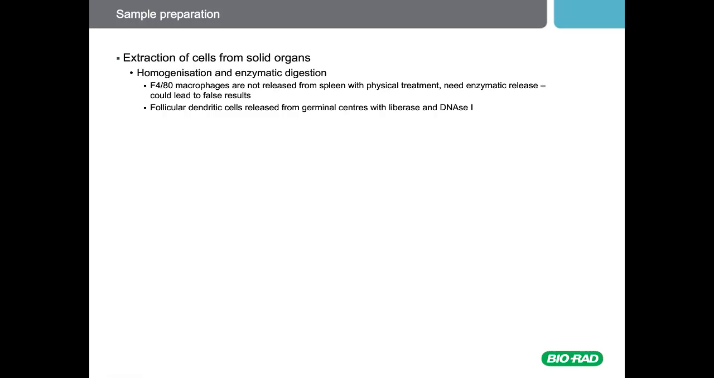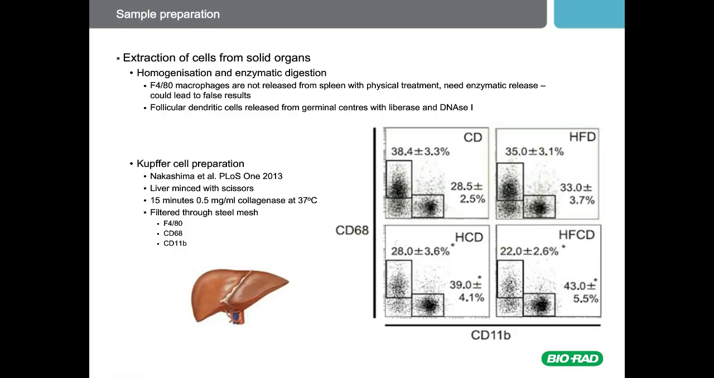An example of how mechanical action and enzyme digestion can be used is seen in the following FACS plots. Nakashima et al. were interested in Kupffer cells in murine models of cholesterol disease. They minced the liver with scissors, followed by incubation with 0.5 mg per ml of collagenase at 37 degrees for 15 minutes. The resulting cell suspension was then filtered through a steel mesh prior to staining with F4/80, CD68 and CD11b, and this identified different populations of Kupffer cells. The plots show clear differences between control and disease models for both CD68 and CD11b F4/80 double positive cells.